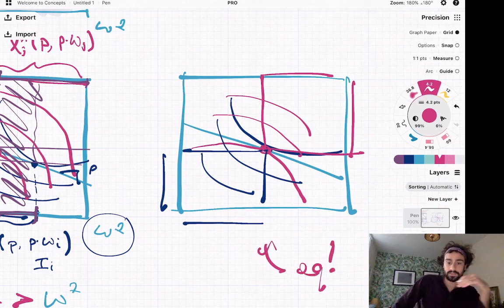And we'll talk in the next video about the existence of equilibrium. We'll do a numerical example, and we'll talk about the existence of equilibrium.